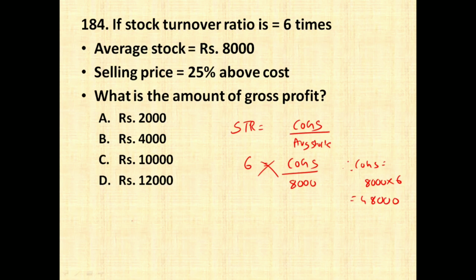And they say gross profit we have to compute when selling price is 25% above cost. So 48,000 is the cost into 25%, that is 25 divided by 100. So 1 divided by 4, 4 12s are 48. So your profit is nothing but rupees 12,000, which is option number D.